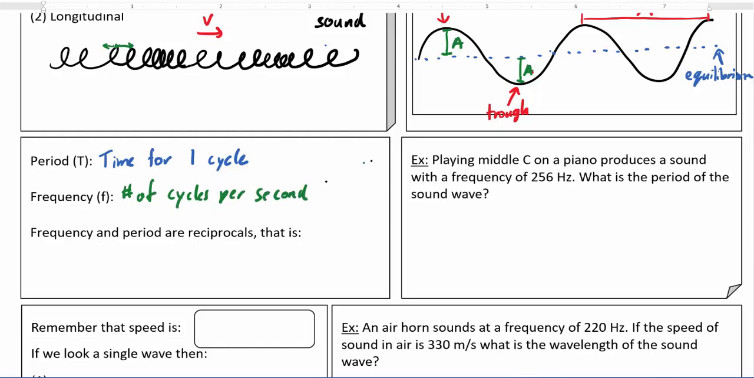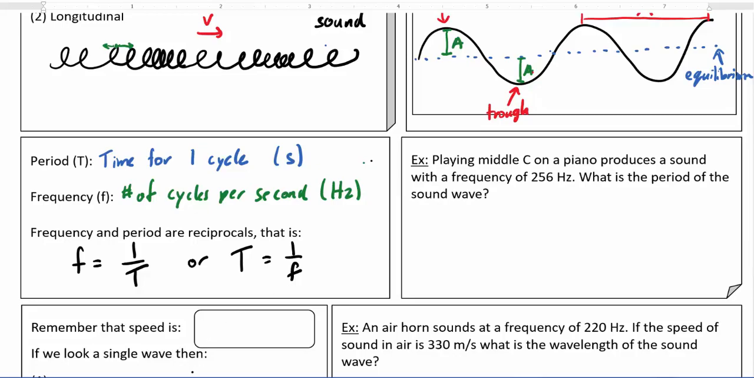Time period is measured in seconds, and frequency is measured in hertz. And frequency and period are reciprocals. So by that I mean the frequency of a wave is just 1 over the time period, or vice versa. The time period is 1 over the frequency.